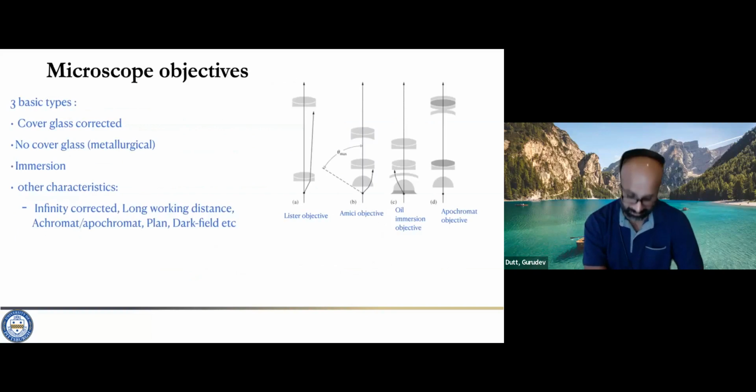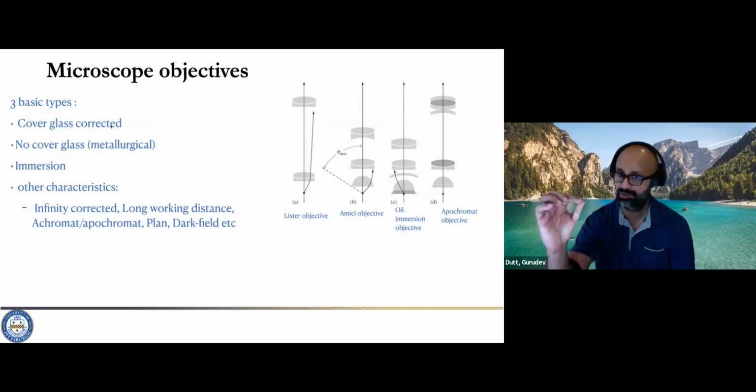Okay. All right. So that tells you a little bit about microscopes. And there are many types of microscope objectives that you can purchase. Besides the tube length and the magnifying power of the objective, you can also ask for it to be cover glass corrected, meaning it can look through a thin piece of glass. Many biological samples are often protected by a cover glass.